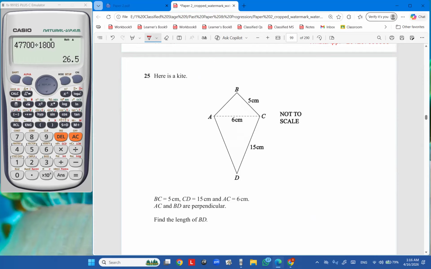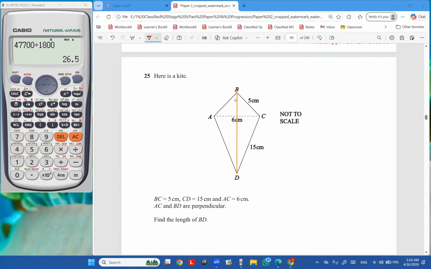Here, they're saying to you that BC is 5 centimeters. We have all the measurements over here, with DC is 15 and AC is 6 centimeters. They want you to find the length of BD. BD is actually this straight line. Let me just draw it. This straight line over here, this orange line that I've just drawn. All right, they want you to find this length.